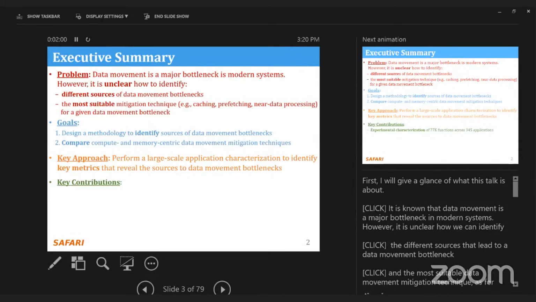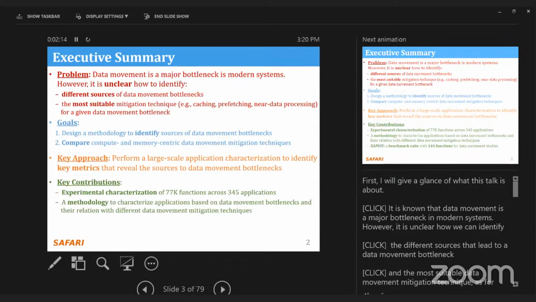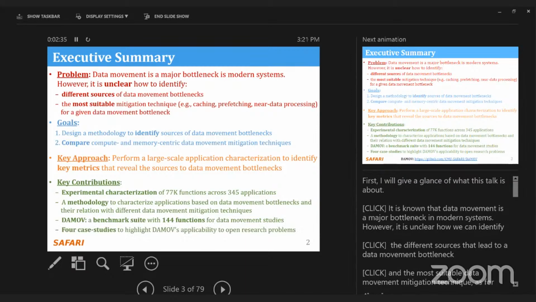Key contributions of our work: an experimental characterization of 77,000 functions from 345 applications, which is a very large study, as you can see. The methodology that we propose to do the characterization of data movement bottlenecks, and the benchmark suite called DAMOV, with 144 functions that suffer from some sort of data movement bottleneck, and they can be used for later studies related to data movement and how to mitigate or alleviate them.